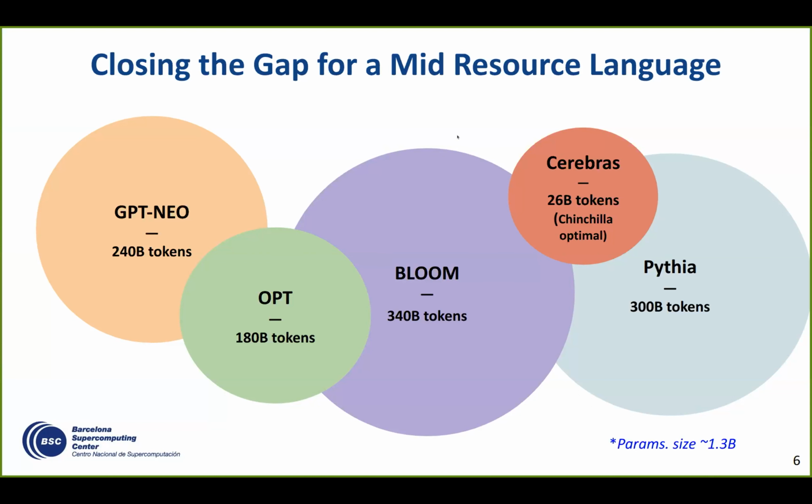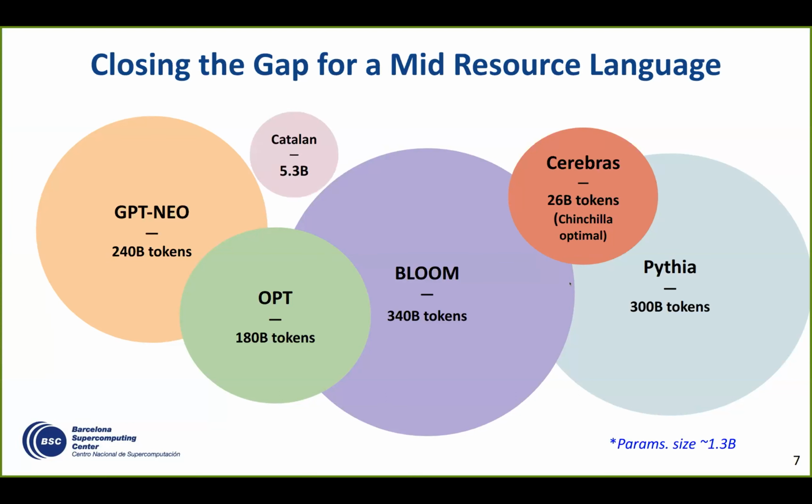We were interested in the parameter size of around 1.3 billion, which we consider to be a first starting point in our research. And here we can see the number of tokens used to train, for instance, GPT-Neo, 240 billion tokens, 180 billion for OPT, and the smallest number, as you can see, is 26 billion tokens, which is consistent to Chinchilla's scaling laws that can be interpreted as the compute optimal amount of data to train models from this size.